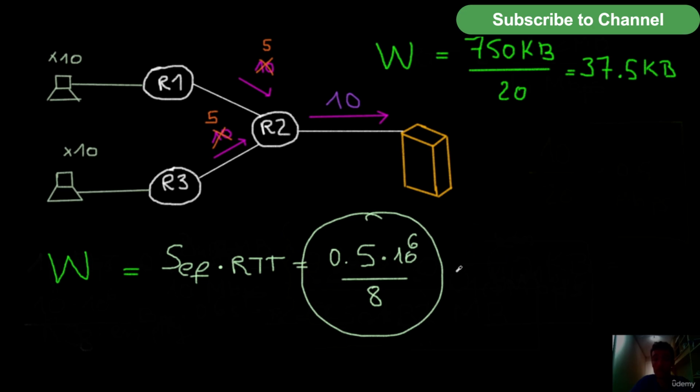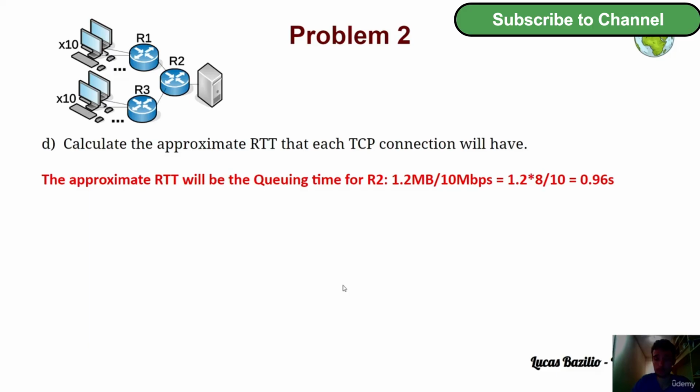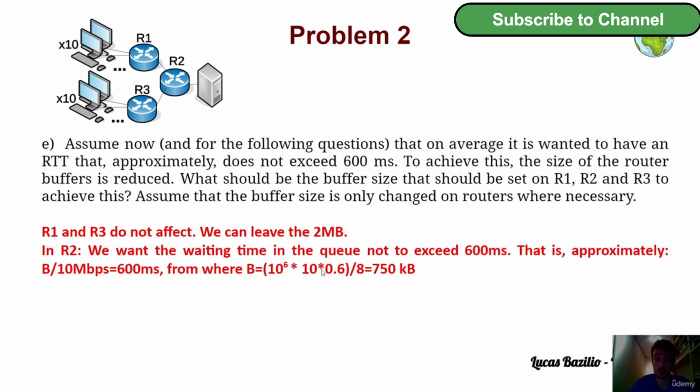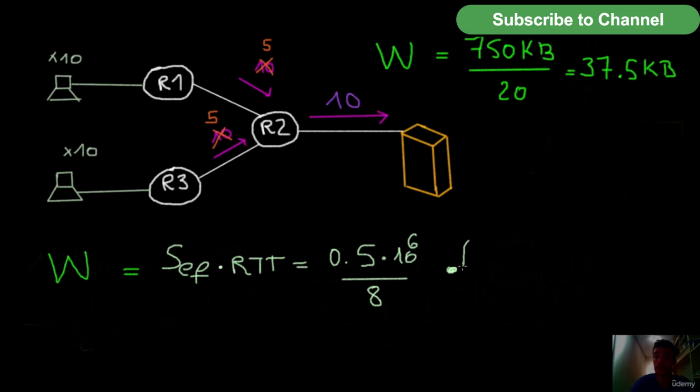Then all of this we multiply by the round trip time. We already saw on question E that the round trip time was 600 milliseconds, which is the same as 0.6 seconds. Here we don't want to exceed the round trip time of 600 milliseconds, in this case 0.6 seconds. So we multiply this by the round trip time, which is 0.6 seconds.